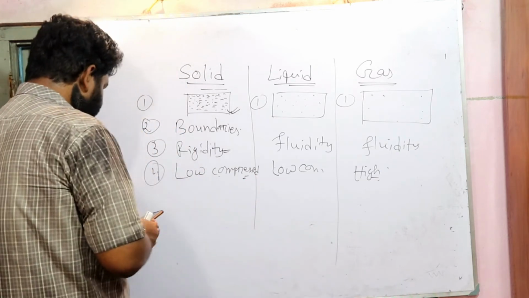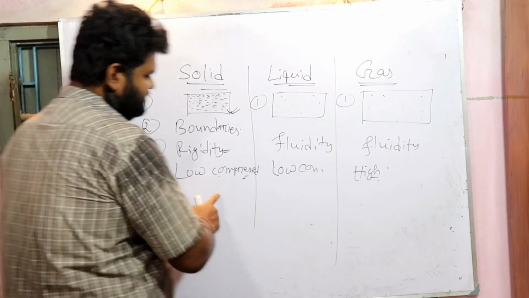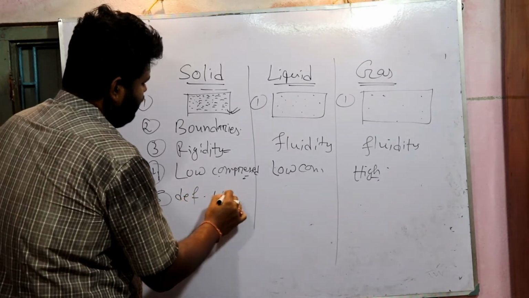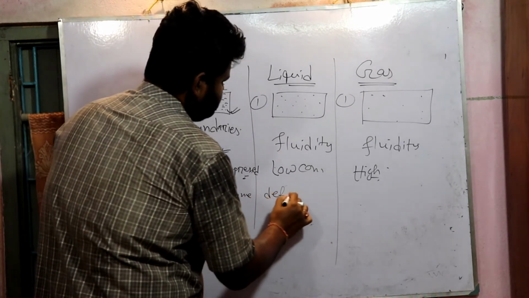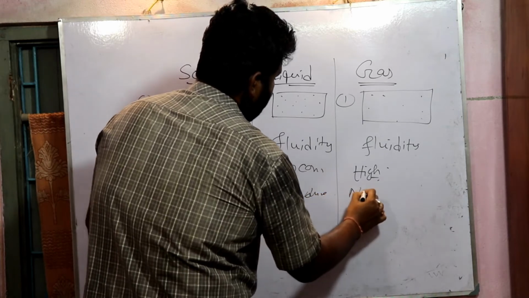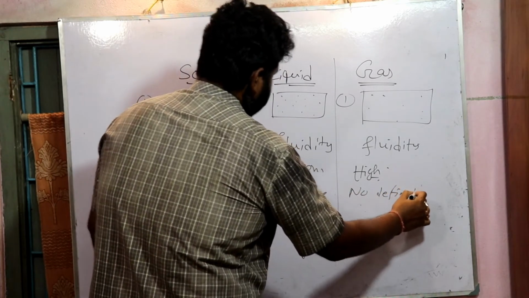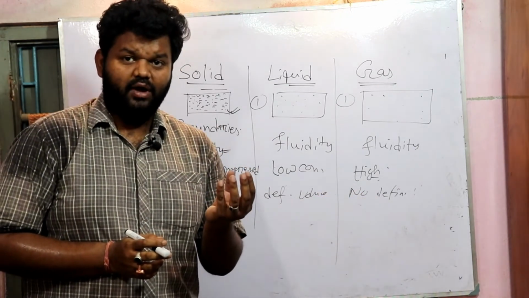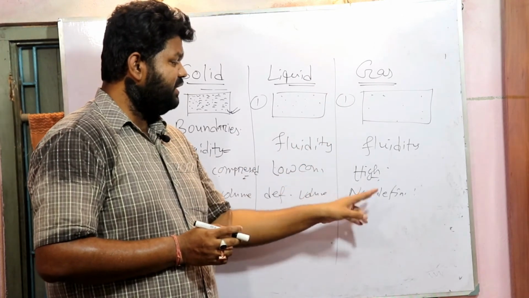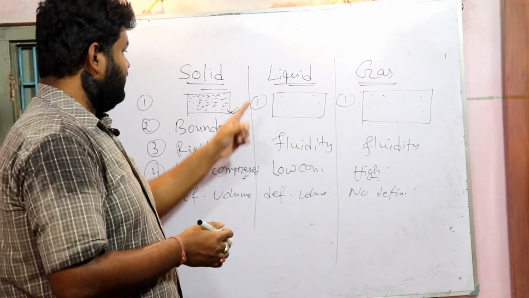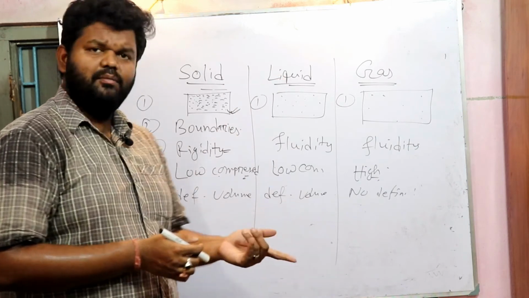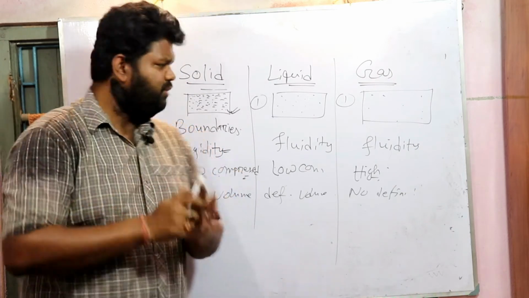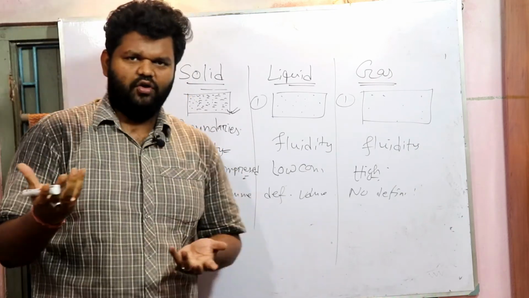Number 5, here definite volume is there, here also definite volume, here also definite volume, and here no definite volume. You cannot make gaseous particles occupy a particular volume. But in case of liquid it will have some definite volume. That means if you add 500 ml water, then 500 ml is the volume, and in case of solid definite volume is there.